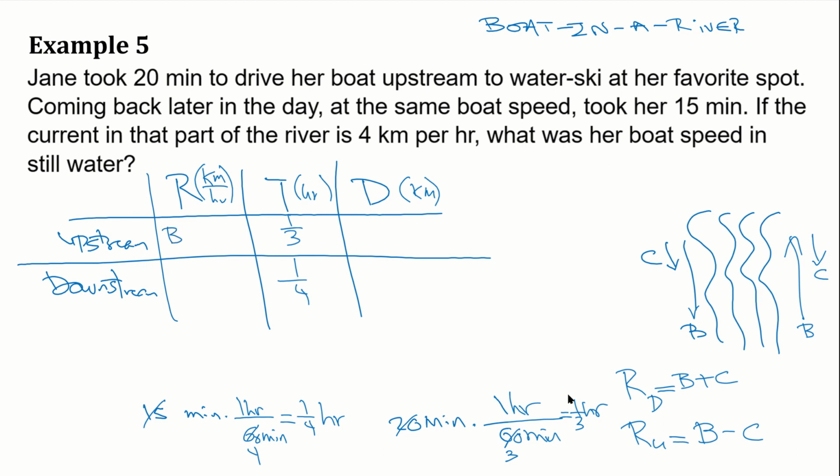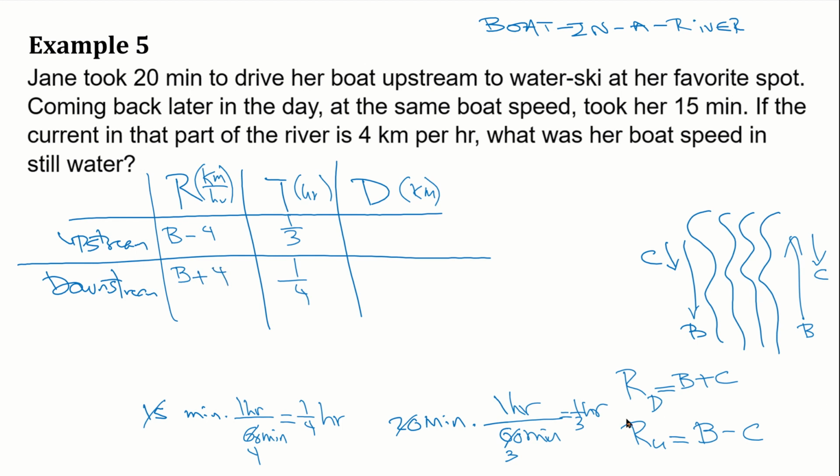But I know that when I'm going upstream, my speed is going to be B minus the speed of the current. And we know the speed of the current is 4. So B minus 4, right? And going downstream, the speed is going to be whatever the speed of the boat is plus the speed of the current. So this time it'll be B plus 4, right?